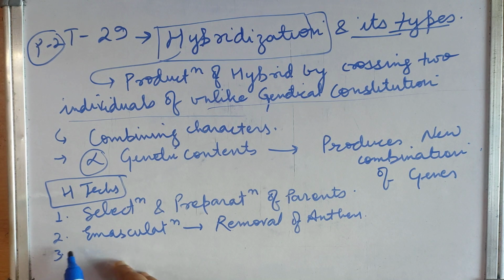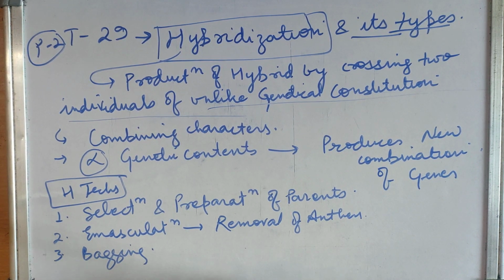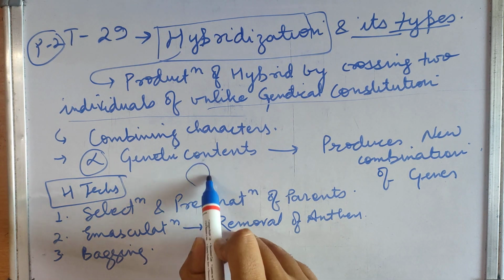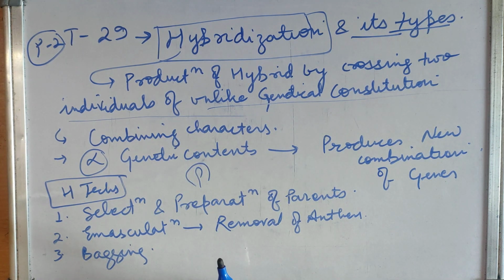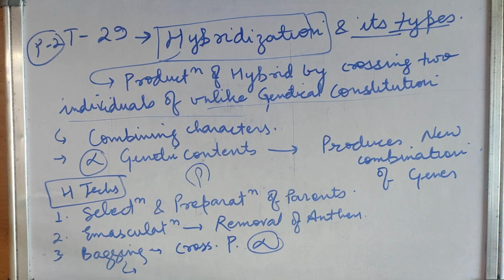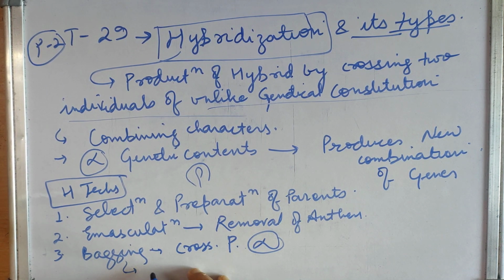Then we do bagging. Why do we need bagging? The flower is covered by a bag so that no uncontrolled cross pollination takes place. Cross pollination doesn't take place here because the flower is bagged. As a bag, we use muslin, oil paper, or polythene bags.